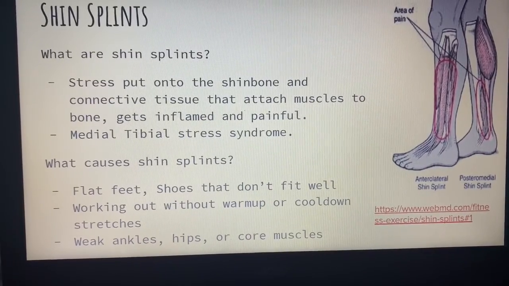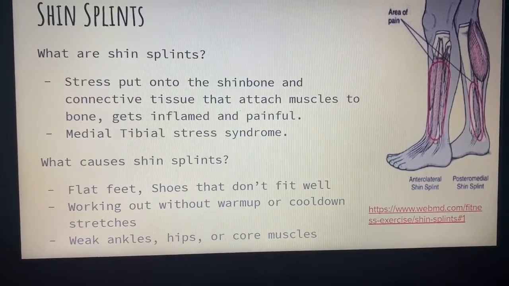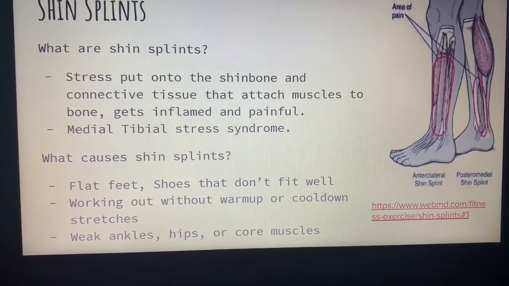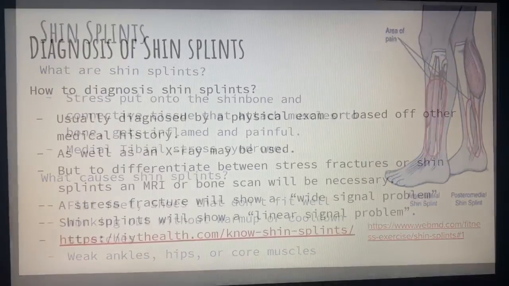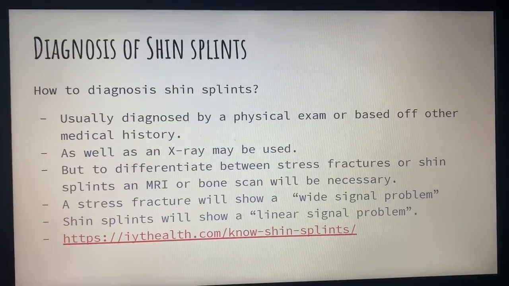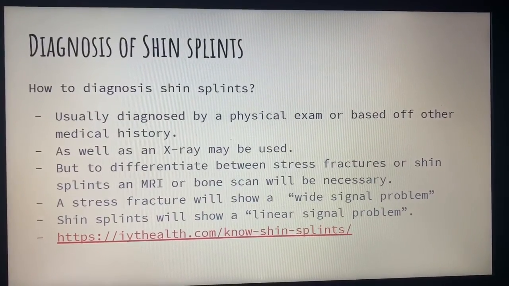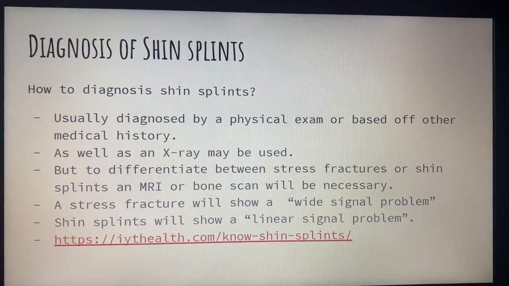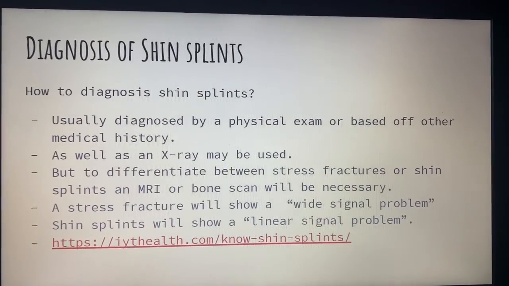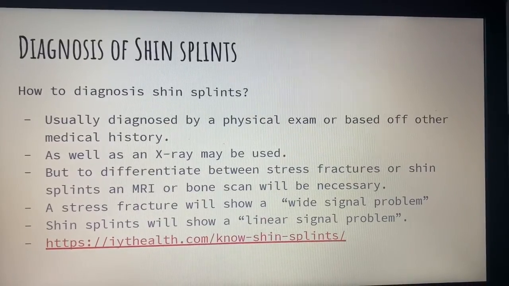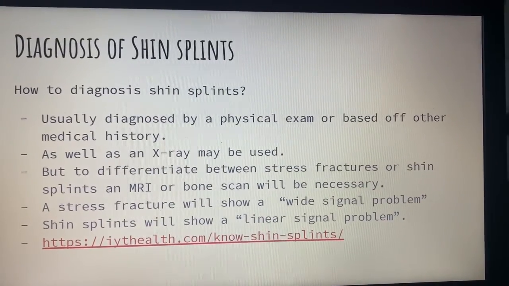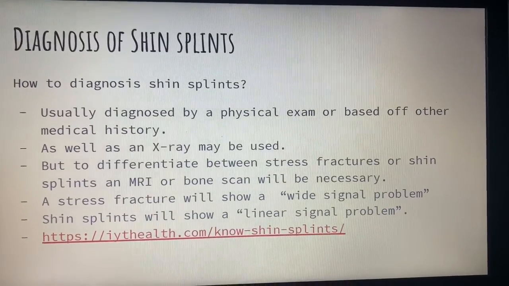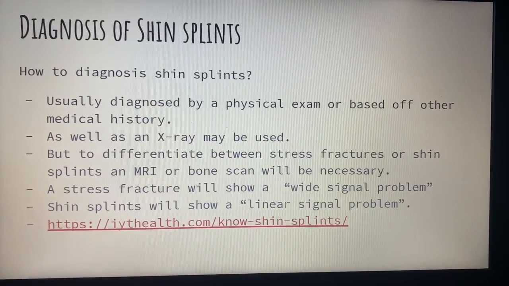What causes shin splints? Flat feet, shoes that don't fit well, working out without warm-up or cool-down stretches, and overall weak ankles, hips, or core muscles. How to diagnose shin splints? It's usually diagnosed by a physical exam or based off other medical history, and an x-ray may be used, but to differentiate between stress fractures and shin splints, an MRI or a bone scan will be necessary. A stress fracture will show wide signal problems, and shin splints will show linear signal problems.